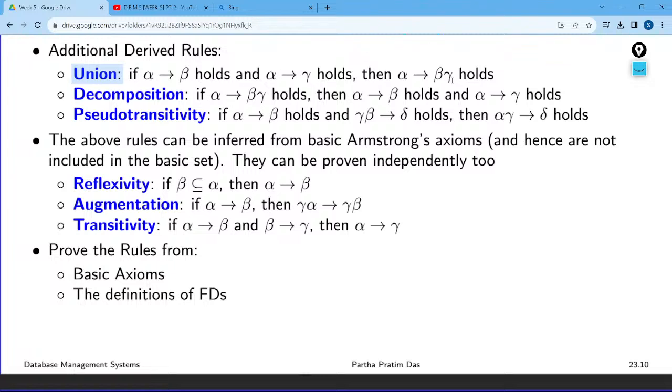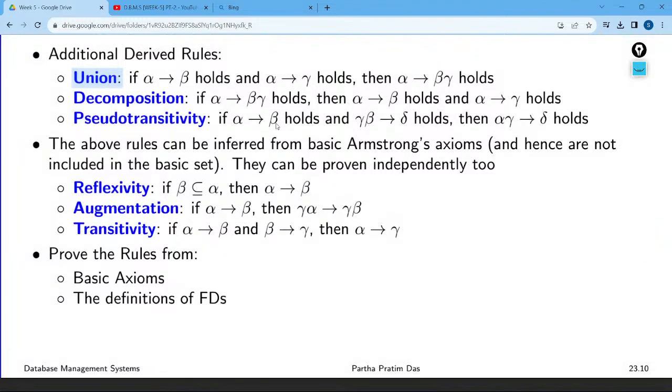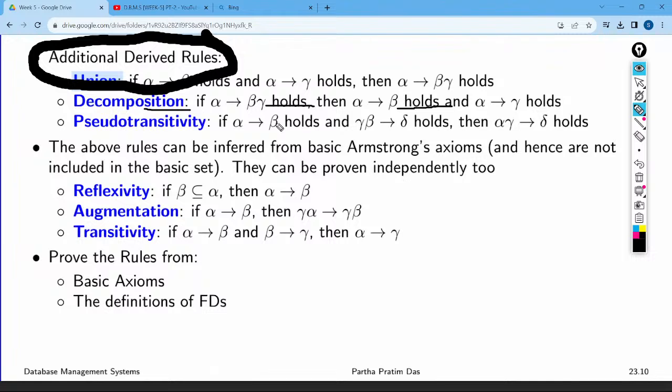Also, the converse of this is possible. If this holds, alpha implies beta gamma, then alpha would imply beta individually and alpha would imply gamma individually. Okay. Now let's go to pseudo transitivity.